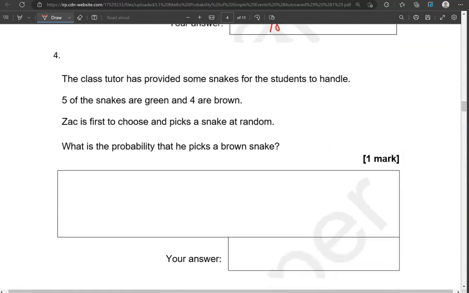The class tutor has provided some snakes for the students to handle. 5 of the snakes are green and 4 are brown. Zach is first to choose and picks a snake at random. What is the probability that he picks a brown snake? So 4 of them are brown, out of the total, which is 4 and 5, that is 9.